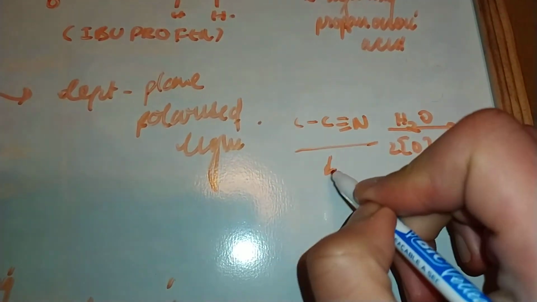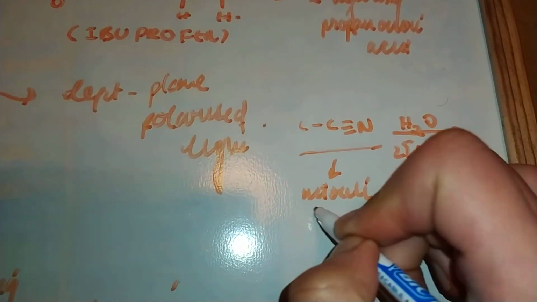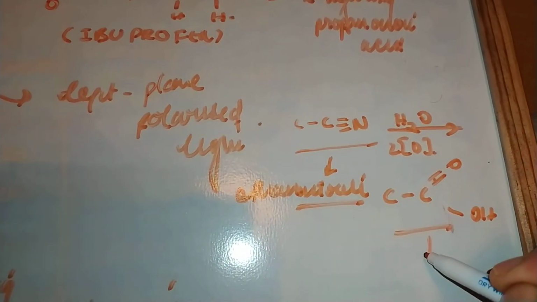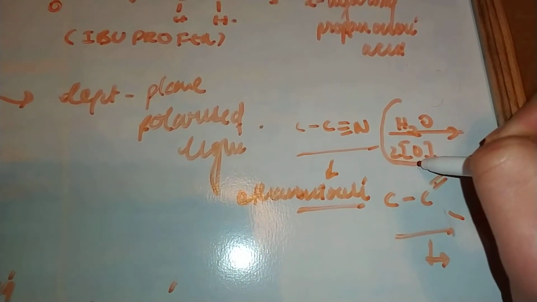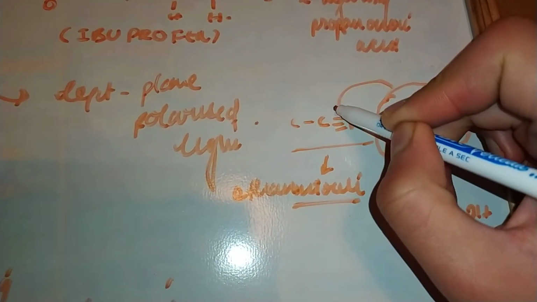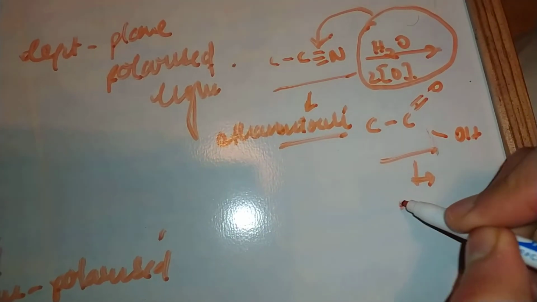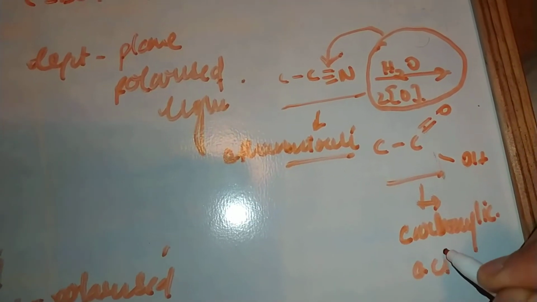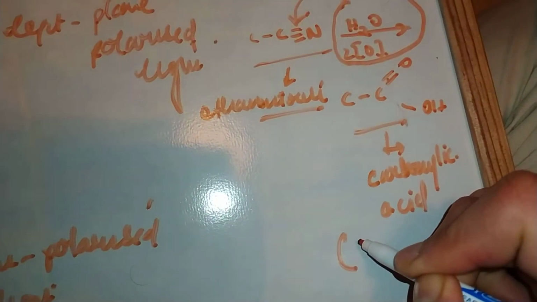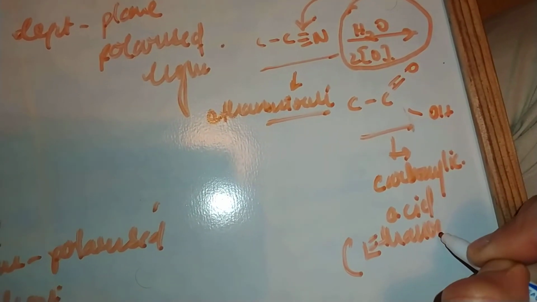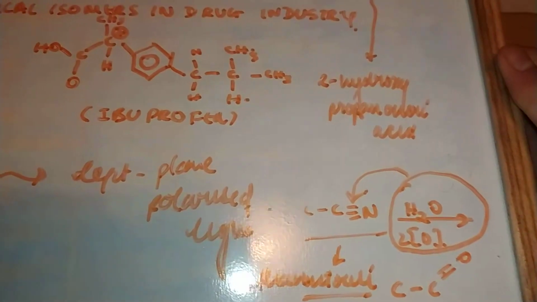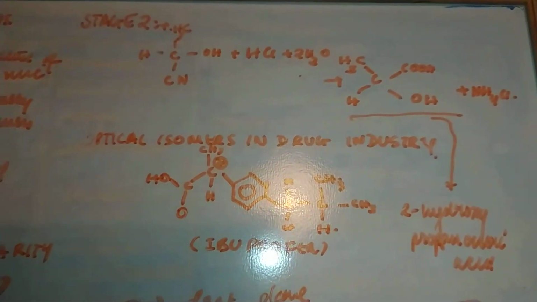Basically, as we know, the common reaction of a nitrile compound, for example if I take ethanenitrile, will form, under the reaction of water, a carboxylic acid. When water is added to the nitrile compound, this will form the carboxylic acid, which in this case is known as our ethanoic acid. Now you move on to our last topic, which is the optical isomers in the drug industry.